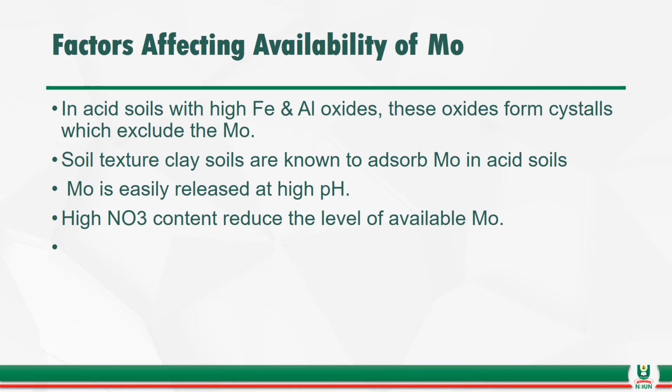Factors affecting availability of molybdenum. In acid soils with high iron and aluminum oxides, these oxides form crystals which exclude Mo. Soil texture: clay soils are known to adsorb Mo in acid soils. Mo is easily released at high pH. High nitrate content reduces the availability of molybdenum.